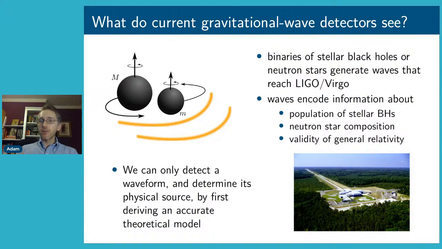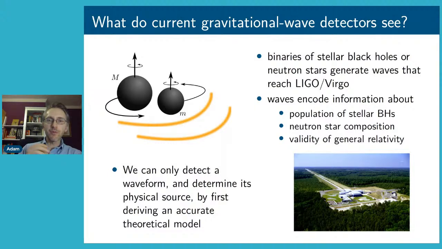And certainly, once you have detected it, in order to say what created it, you need a very, very accurate theoretical model telling you, okay, if a waveform looks like this, what was the system that created it? So you need to basically solve the equations in Einstein's theory very, very accurately in order to say what created a given wave that you've seen in the data.